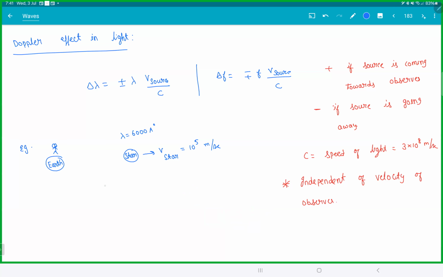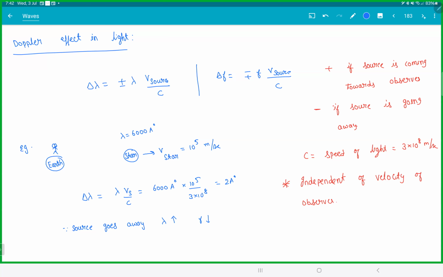Let's not get there. In this formula, delta lambda, now see what is happening. Since the source is going away, the wavelength should increase and frequency should decrease. So apply the formula: lambda into V source by speed. That is 6,000 angstroms into 10⁵ by 3 into 10⁸. This comes out to be 2 angstroms, meaning this person will think the wavelength has become 6,002 angstroms.